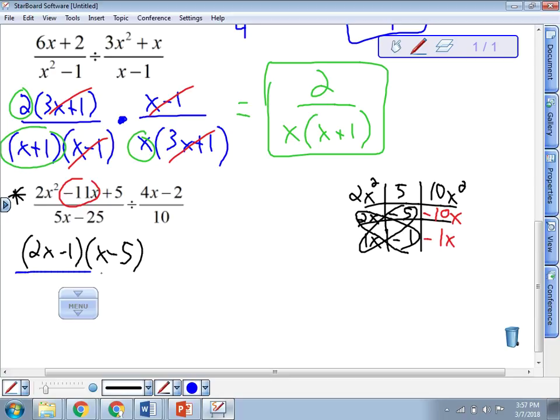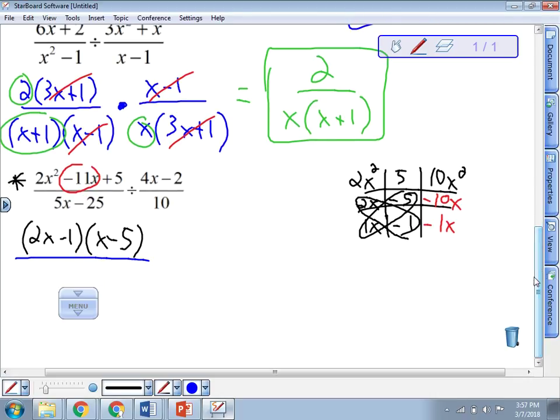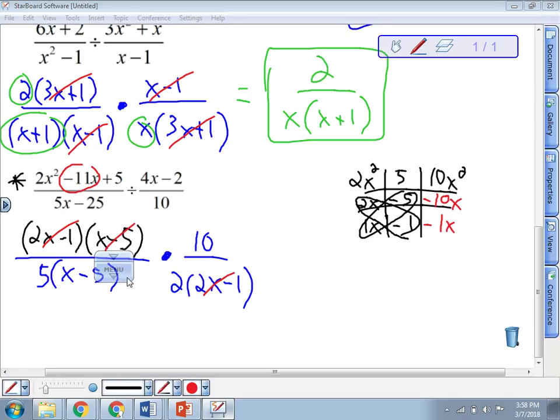So I'm going to write those in right here: 2x minus 1, x minus 5. And that's going to be over the 5x minus 25. Let's scroll down here. I'm going to GCF the 5, and we'll be left with x minus 5. Change the sign to multiplication and flip. 10 over, and I'm going to GCF the 2, so I'll be left with 2x minus 1. Let's see what cancels out. The 2x minus 1s are gone. The x minus 5 goes away.